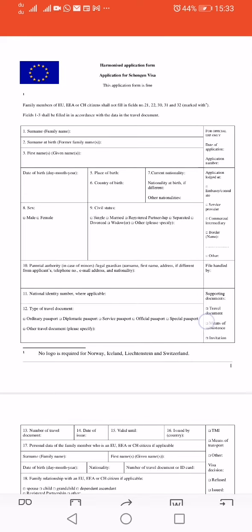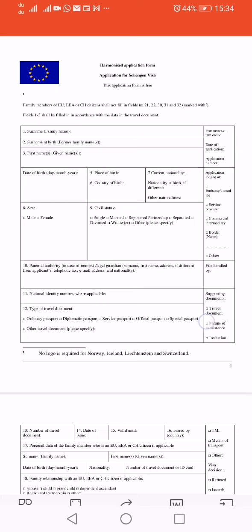Then they will ask you, question number 2, your surname at birth. You have to put your surname. Then question 3 is your first name. You have to put your first name there. Then they will ask you your date of birth. You have to put your date of birth. Then place of birth, which is point number 5. Then the 6th question, country of birth.